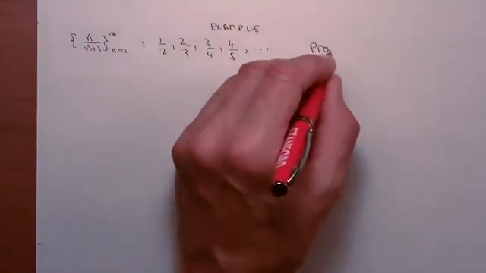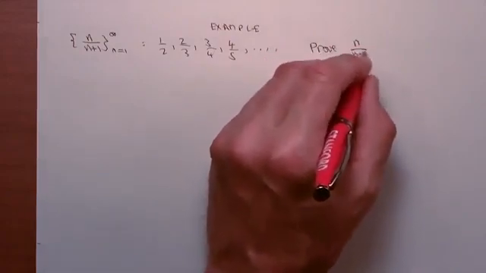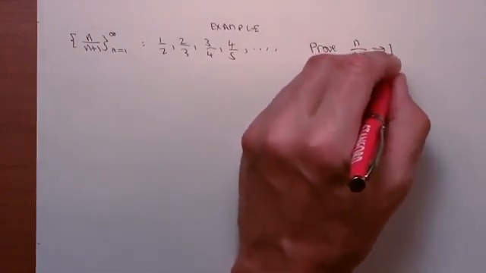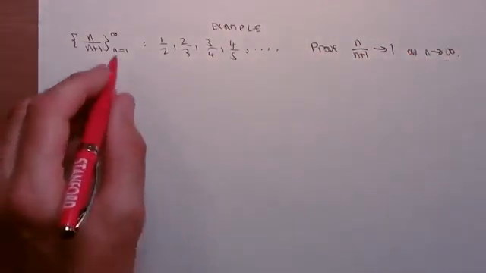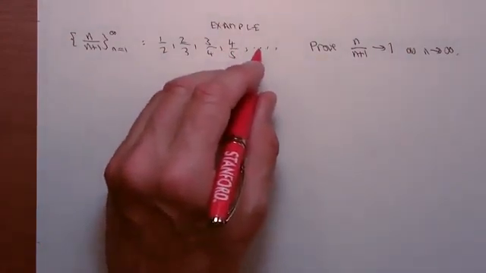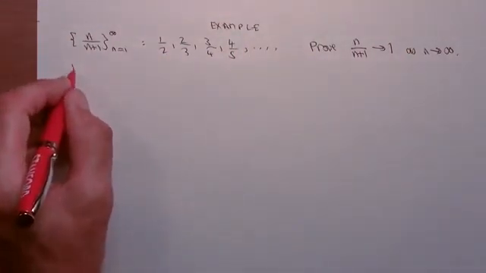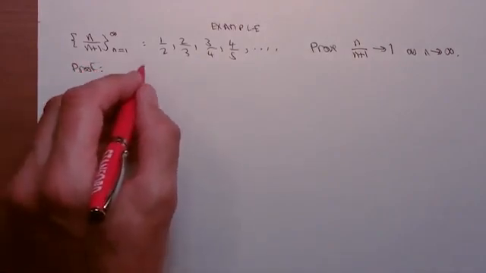And let me prove, in terms of the definition, that n over n plus 1 tends to 1 as n tends to infinity. Now, intuitively, it obviously does. These numbers get closer and closer and closer to 1. But to prove that, what I have to show is the following.